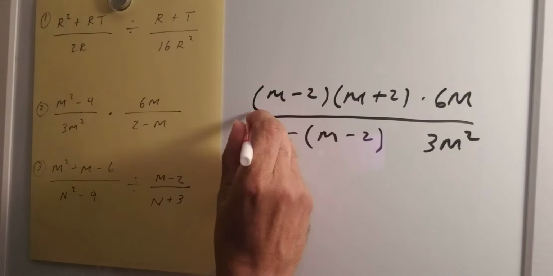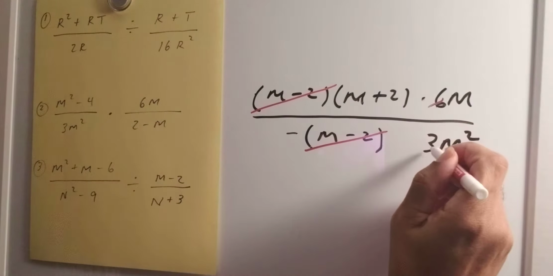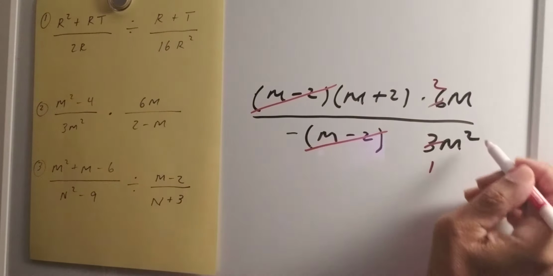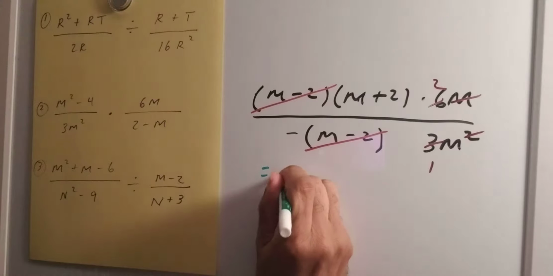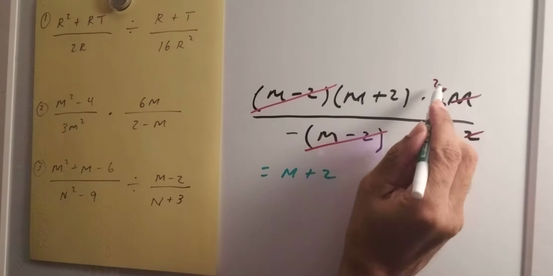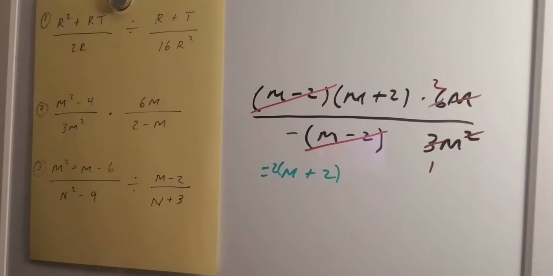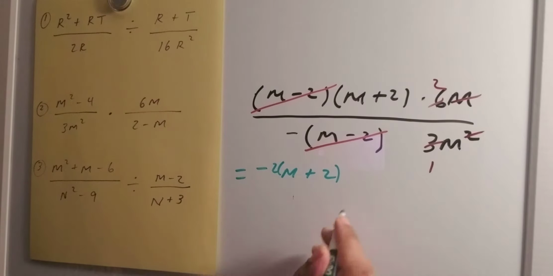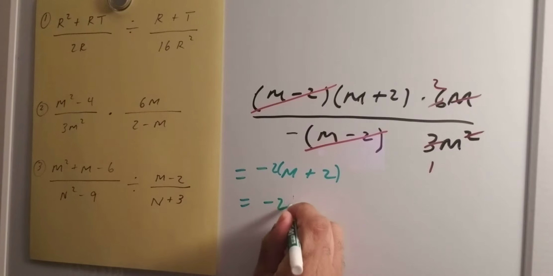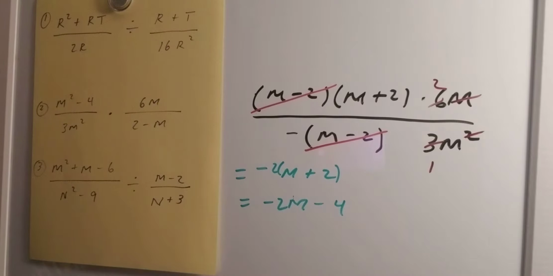Simplify by canceling. Factors m minus 2 cancel. 6 divided by 3, that will give us a 2. That m will cancel one of those m's. Carefully see what remains in the problem. M plus 2 times 2 in the numerator, and a negative in the denominator. This is acceptable. If you want to distribute the negative 2 to yield negative 2m minus 4, that can be done as well.